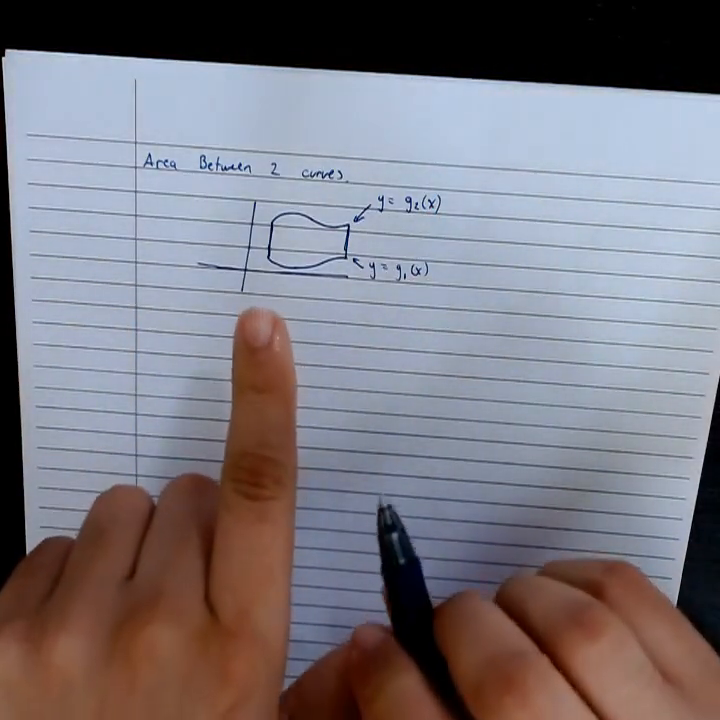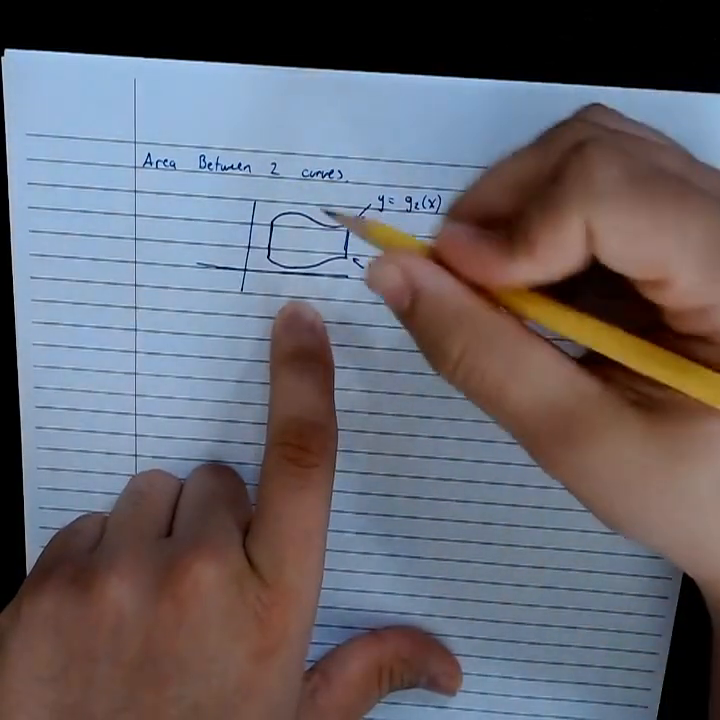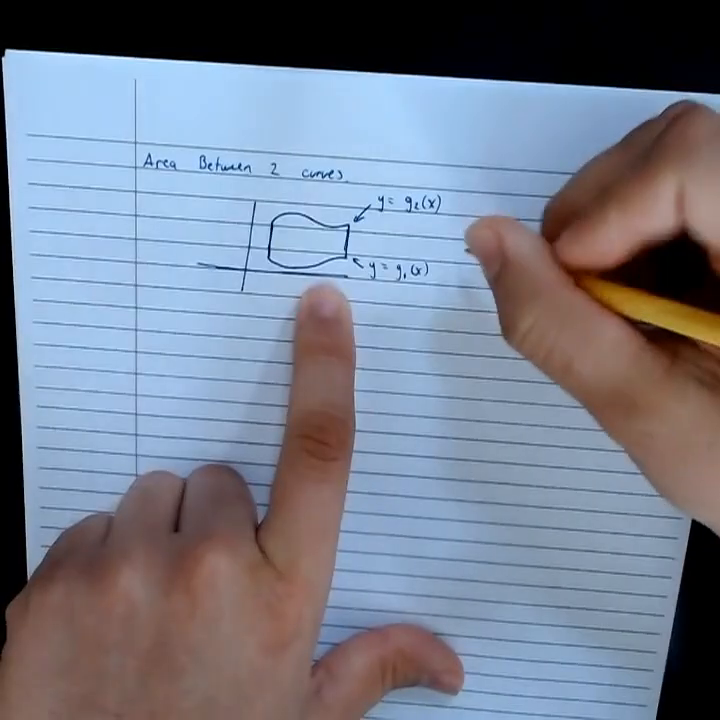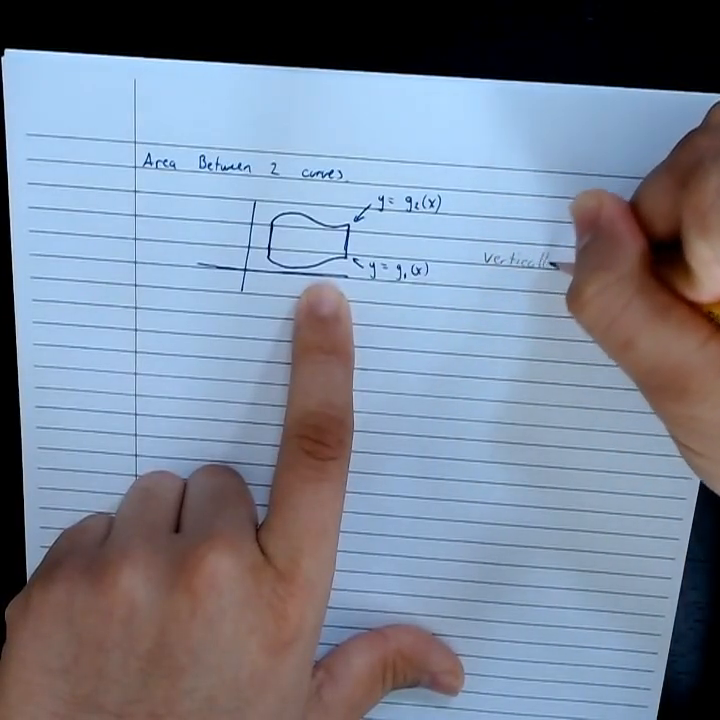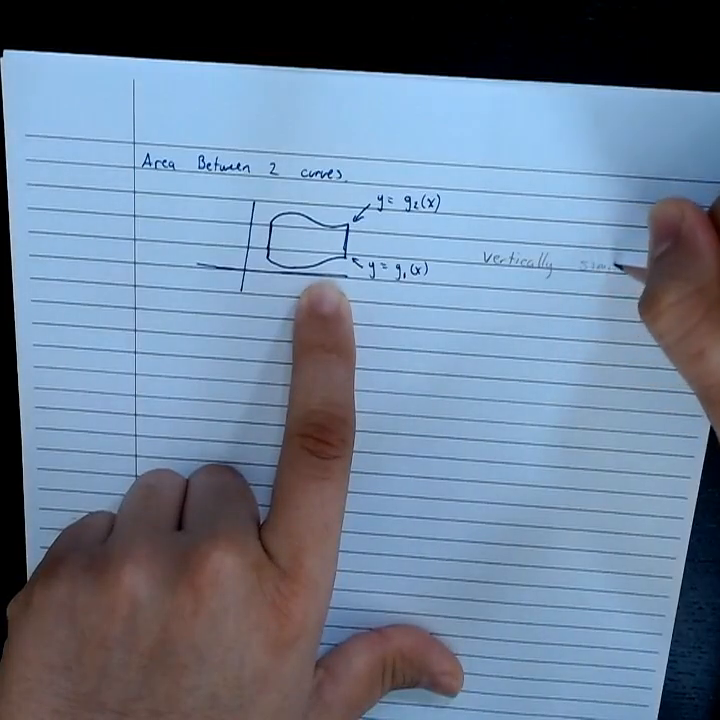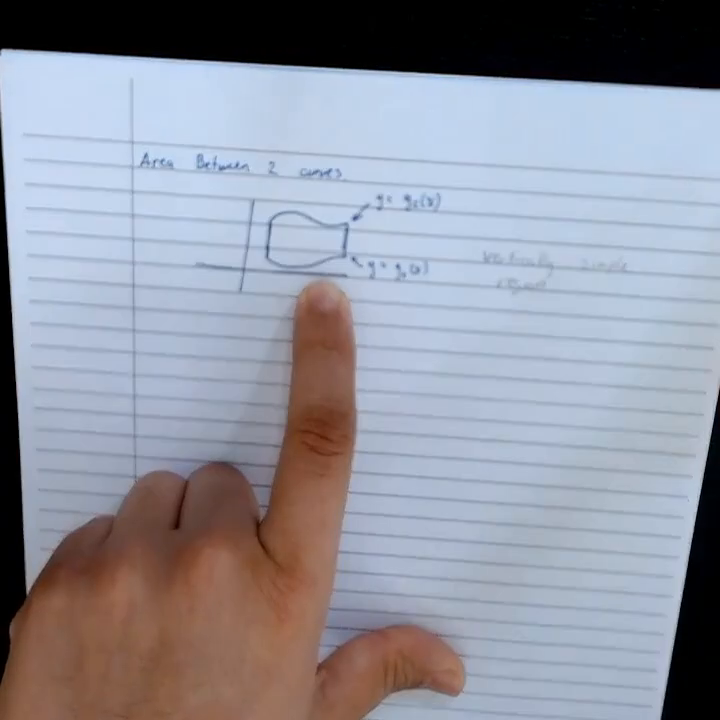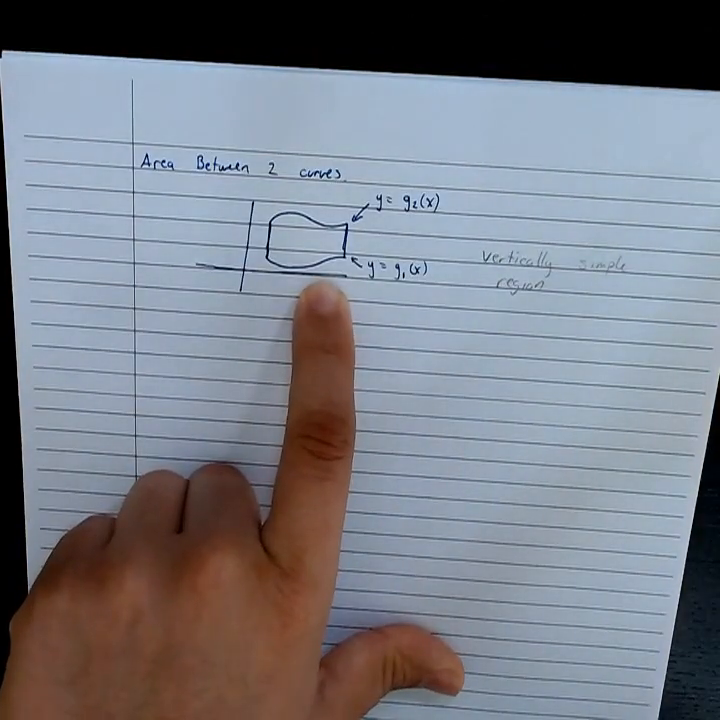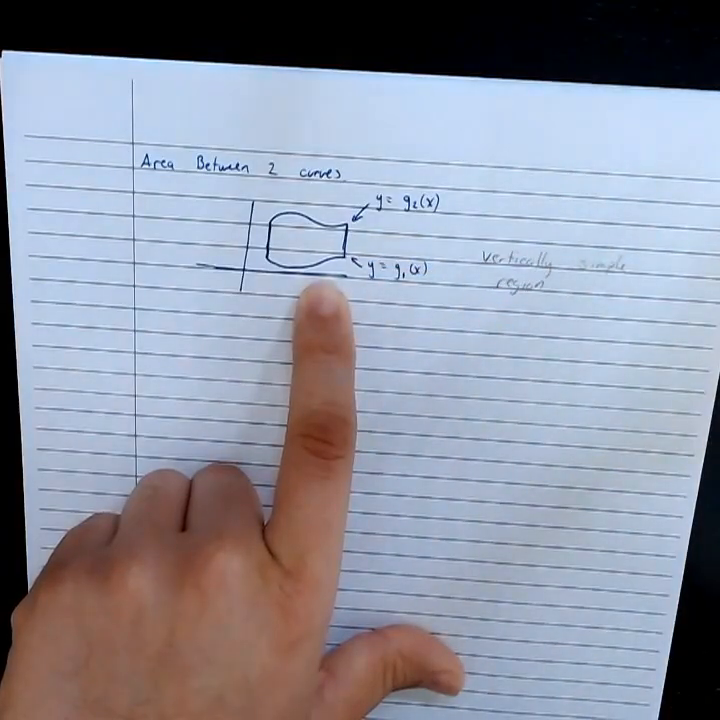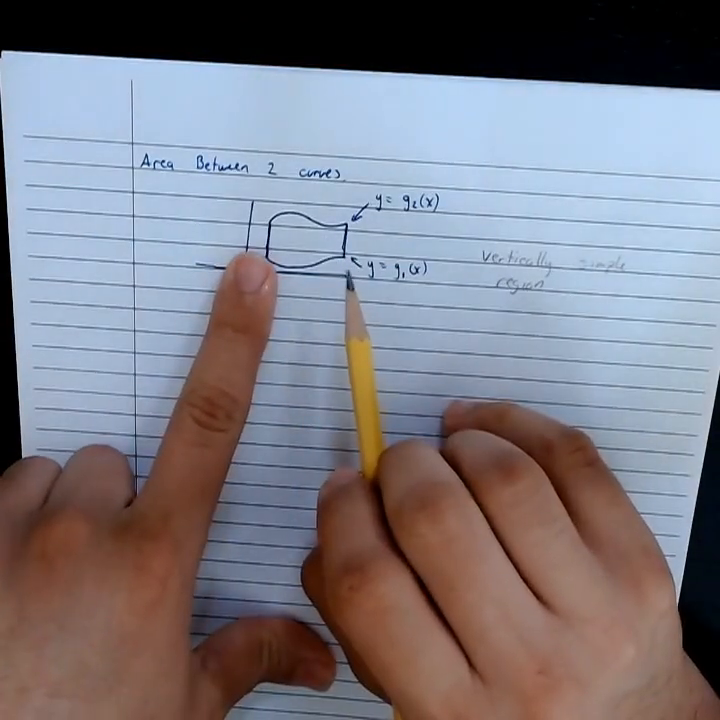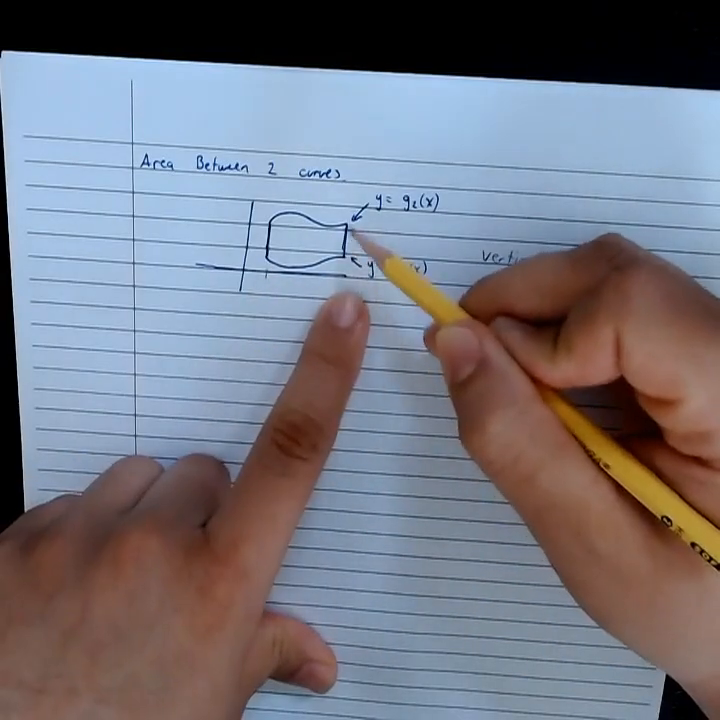Incidentally, this is called a vertically simple region. This will be necessary later, but for now, let's just go ahead and label this. This is a vertically simple region. And the reason it's vertically simple is because the vertical sides are nice and flat. In other words, these could be described as a constant. This could be described as x is equal to 5, and this could be x is equal to 12.